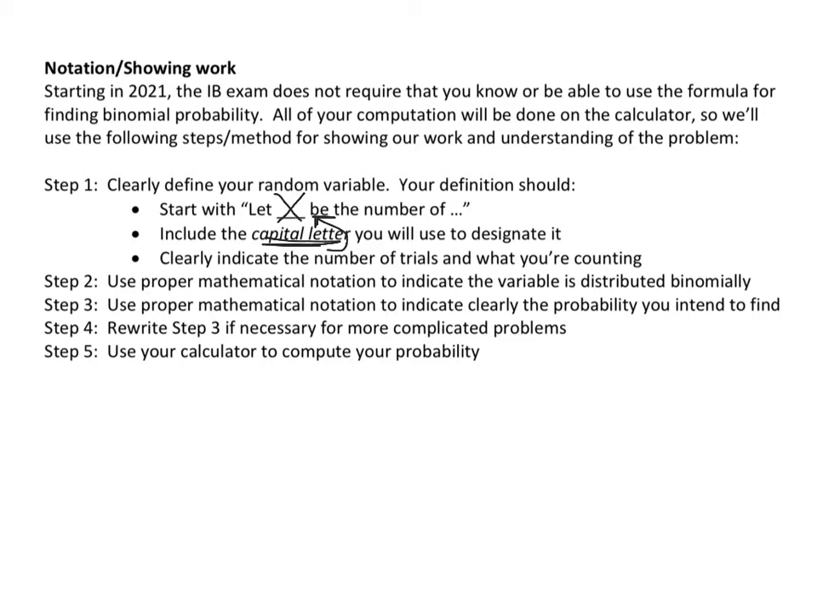Step 2: we want to use proper mathematical notation to indicate that the variable is being distributed binomially. In the next example, I'll show you exactly what that looks like. Step 3: you're going to use proper mathematical notation to clearly indicate the probability that you're trying to find. At that point, you're going to bring in the number of successes that you want.